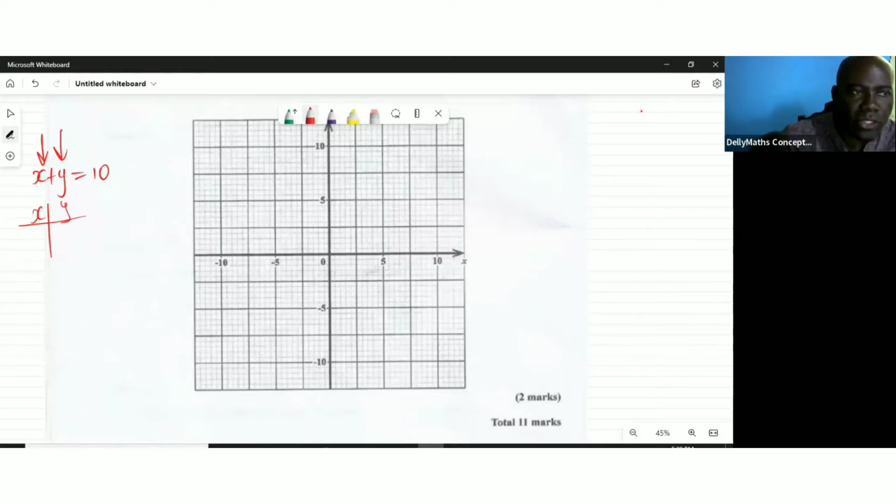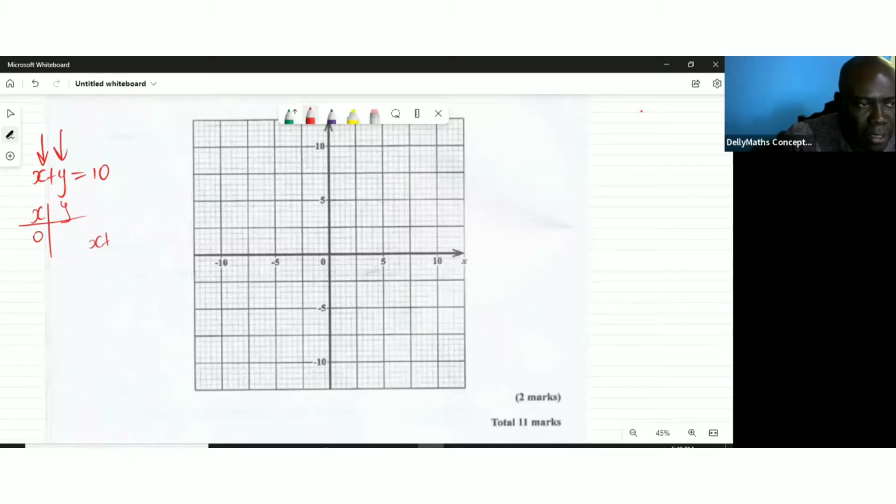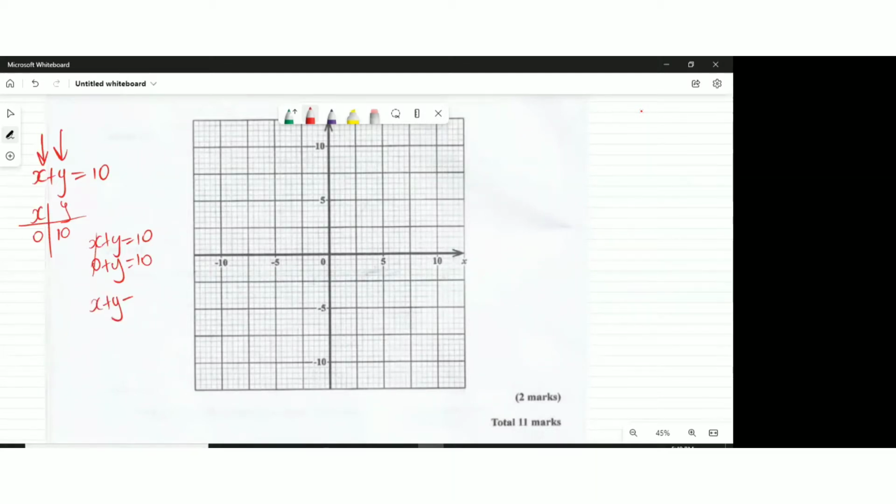A very easy way to do it is we could say let x be 0. So watch this, x plus y equal 10. If x is 0, then we're looking at 0 plus y. So y is equal to 10, because if x is 0, this is gone. I remember I said to you, try the zeros first and see if it works out before you try other things. So again, x plus y equal 10.